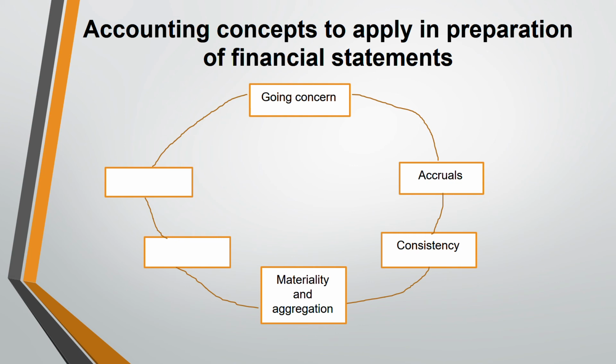Materiality and aggregation, you have to keep this in mind when you're preparing. If they are material items, they have to be disclosed separately, shown separately, even on the face of the financial statements. One example is IFRS 16 leases. Lease liabilities are normally shown separate from the other liabilities. Why? Because it is considered a material item. And aggregation: if it's immaterial, you can aggregate them together.